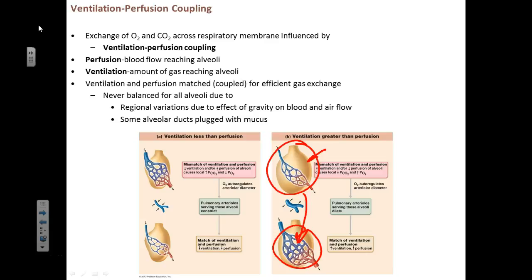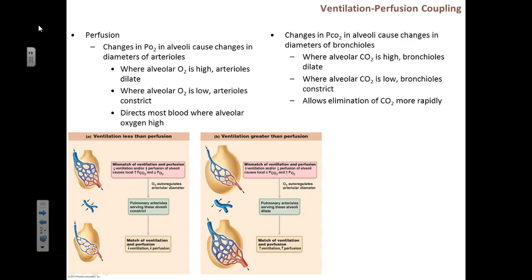On the other hand, when ventilation decreases, blood vessels will constrict, because there is no point in running blood through the alveoli which have a very low amount of oxygen. Does that make sense? Now think about the consequences. So this is what we talked about. Oxygen is high, arterioles dilate. Oxygen is low, arterioles constrict. That makes sense so far?